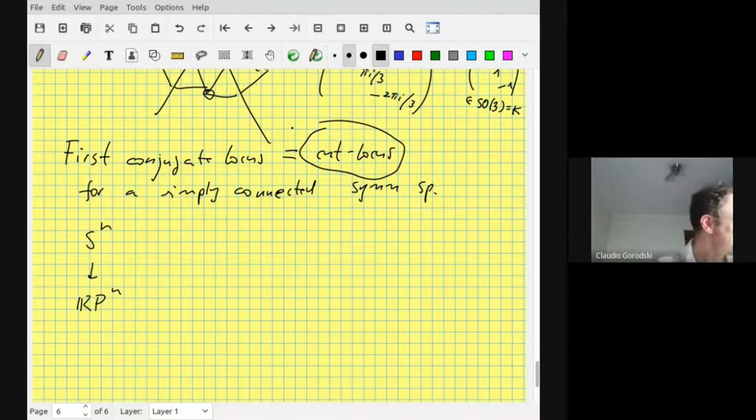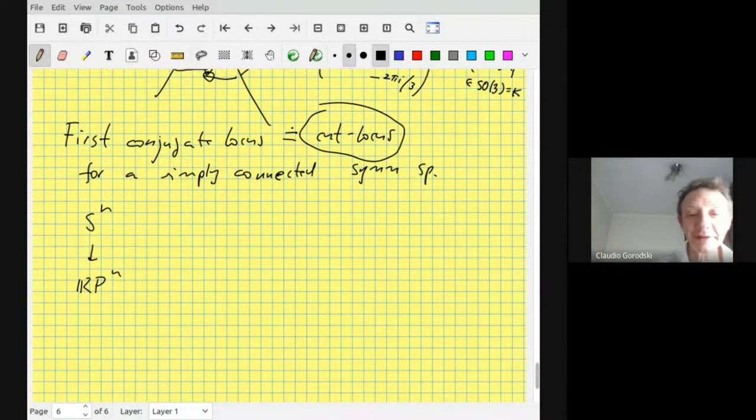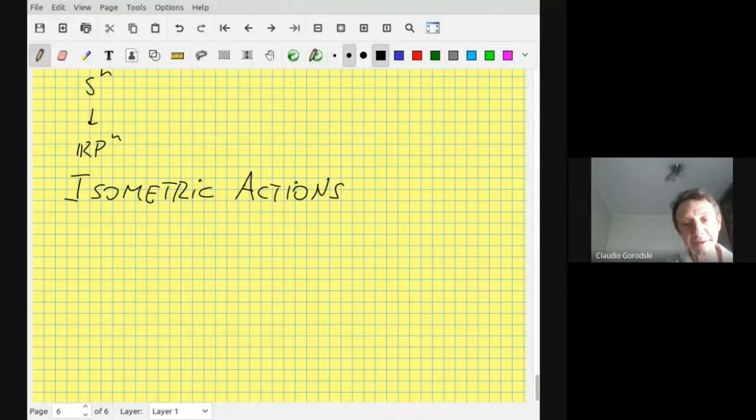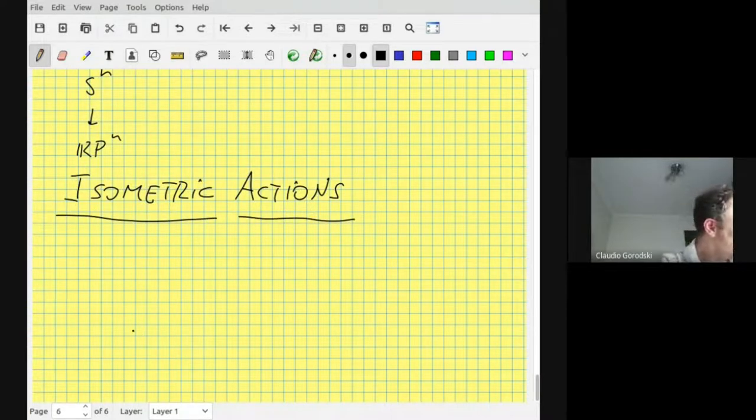Okay, well, I could talk about isometric actions now. I think it would be more interesting to finish this discussion. Isometric actions on symmetric spaces. Well, right.